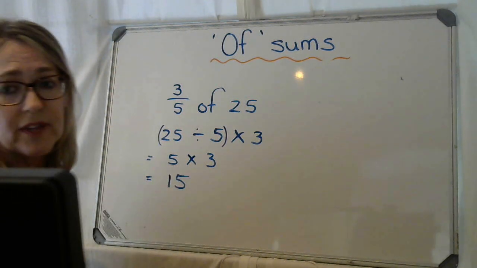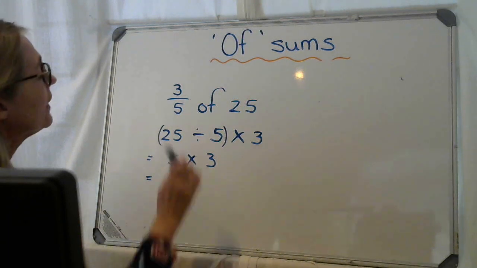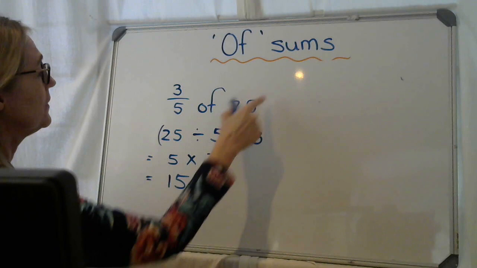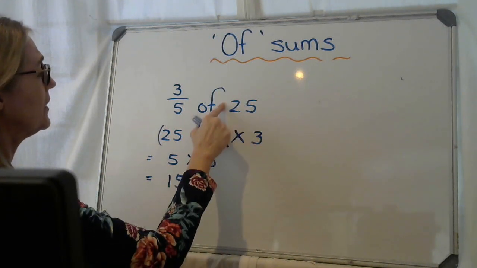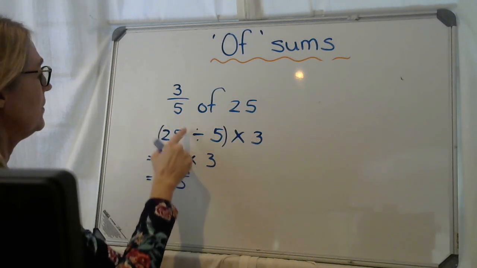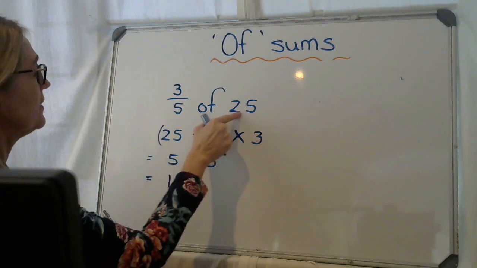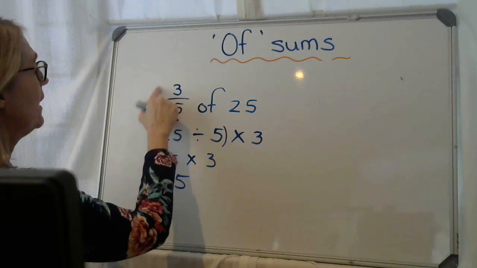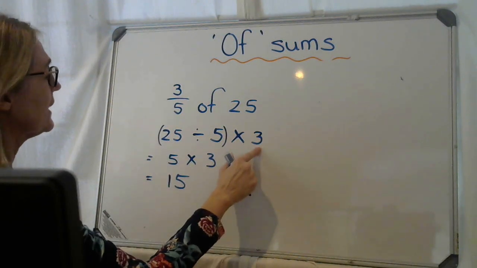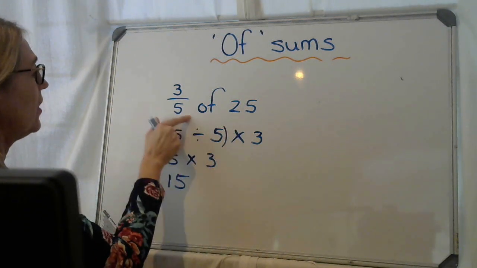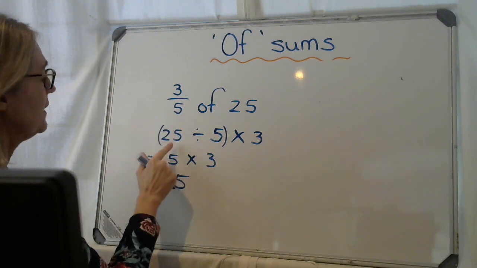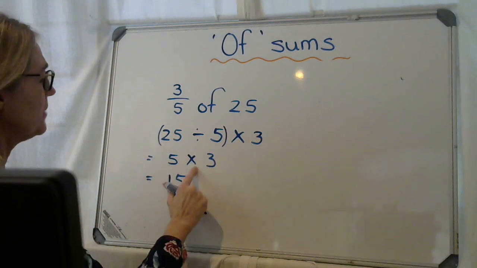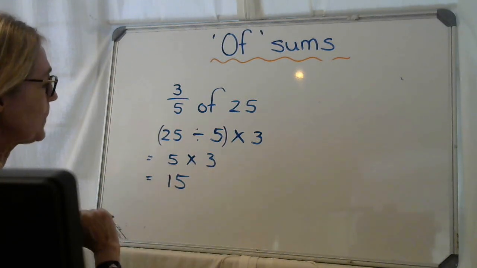Okay, so we're going to go through that again, the method of "of" sums. 3/5 of 25. So we take the whole number, put it here, 25 divided by the bottom, divided by 5, times the top, times 3. We have to do that part first and get the answer. 25 divided by 5 is 5, and now we times it by 3, which is 15.